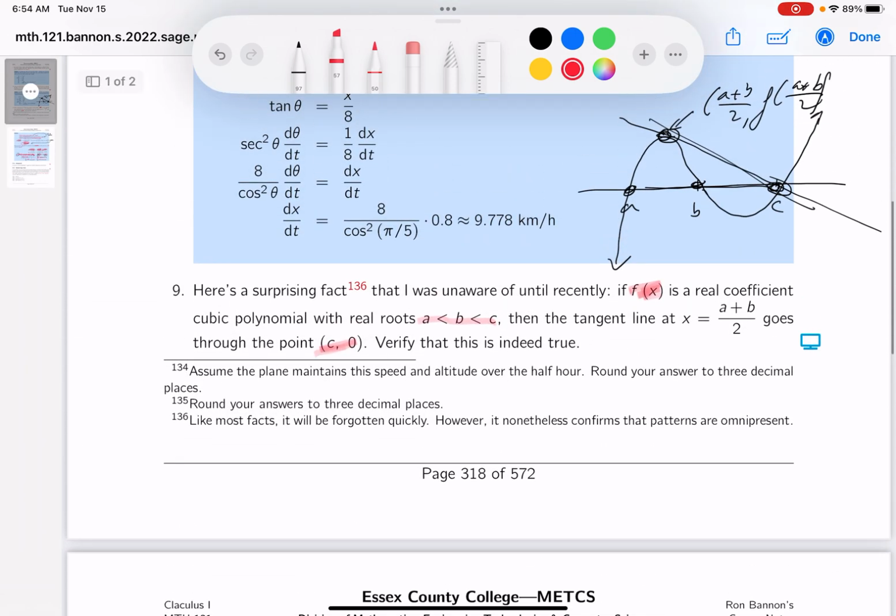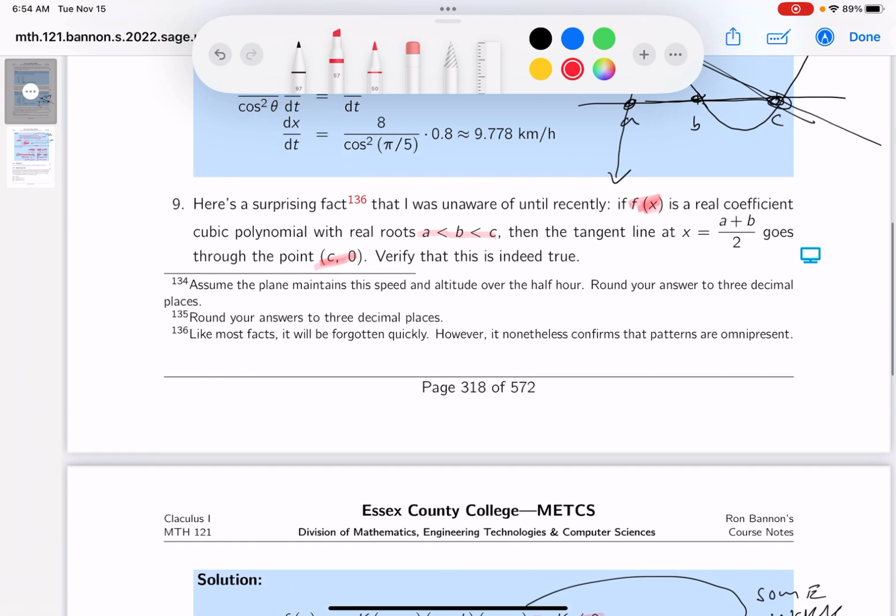Remarkable. What do I mean by remarkable? I didn't know this was the case. And certainly when I heard it, I said, I wonder if I could verify if that's true. And it's really not that difficult to verify, all right?